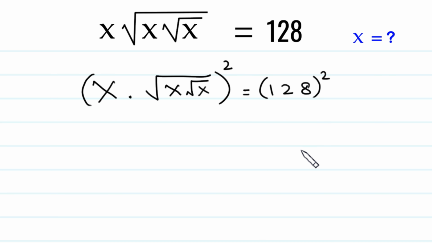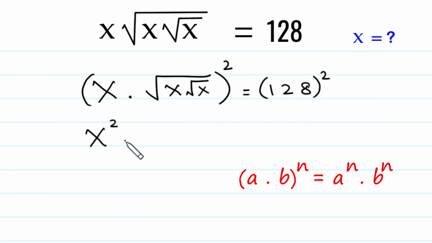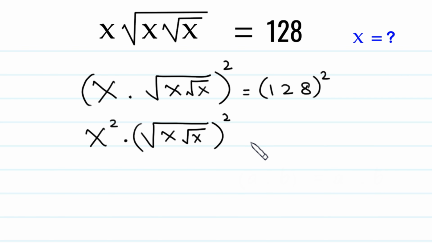Next, there is a law of exponents that (a times b) whole power n is equal to a to the power n times b to the power n. We apply this rule here and this x becomes x to the power 2 times (square root of x times square root of x) to the power 2 is equal to 128 to the power 2.